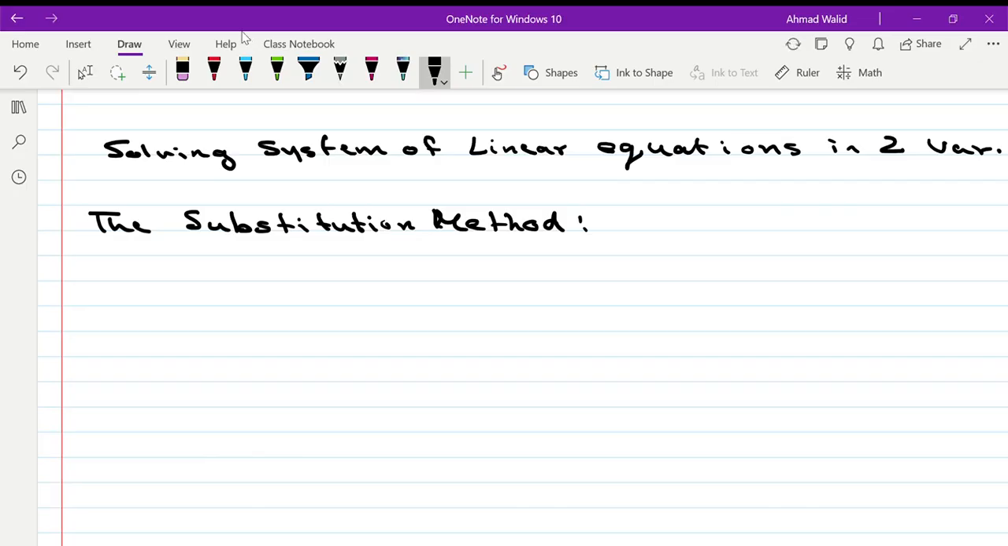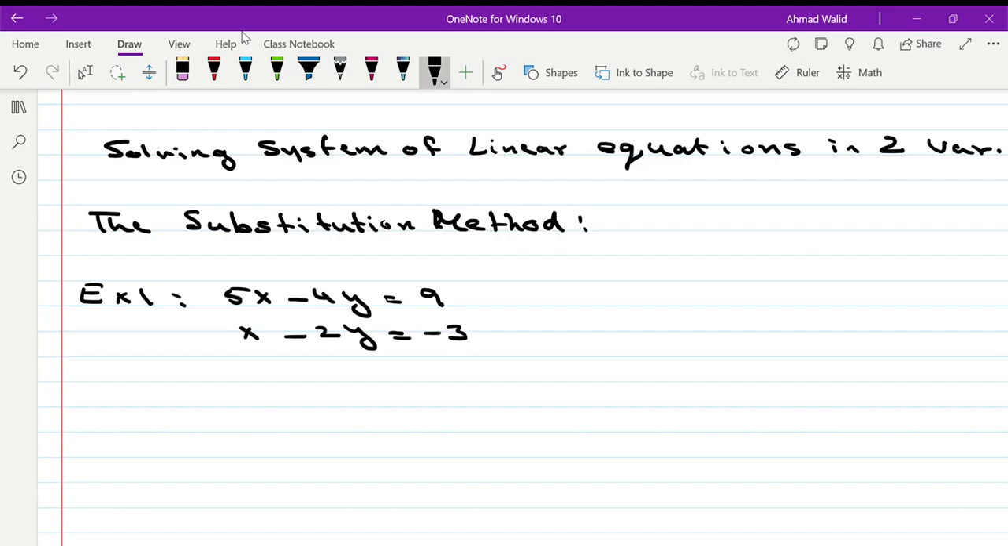I will explain it in one example for you. Example number 1. Solve 5x minus 4y equals 9, x minus 2y equals negative 3. Correct?